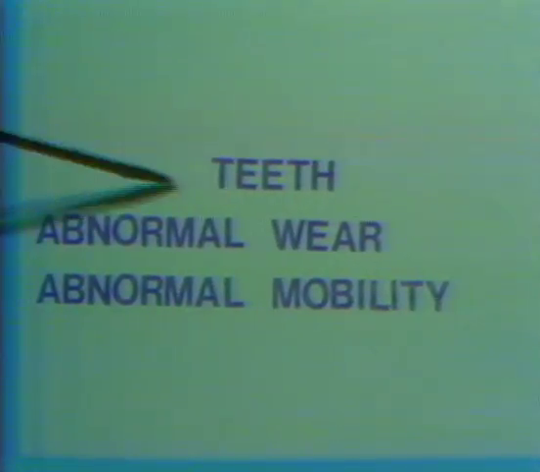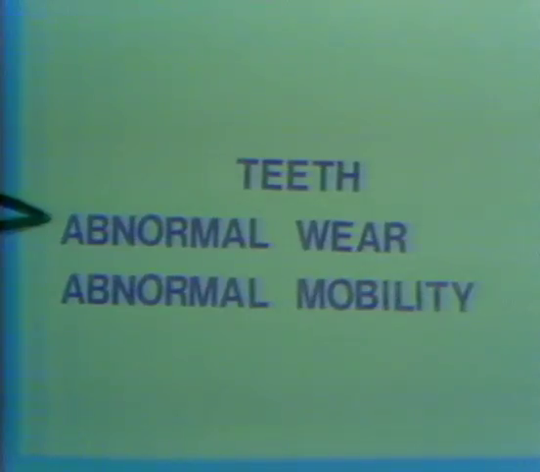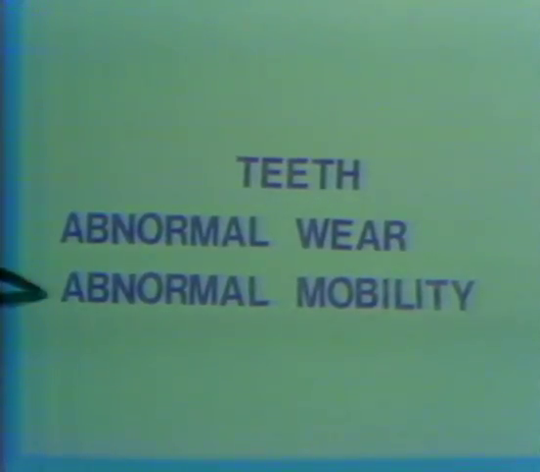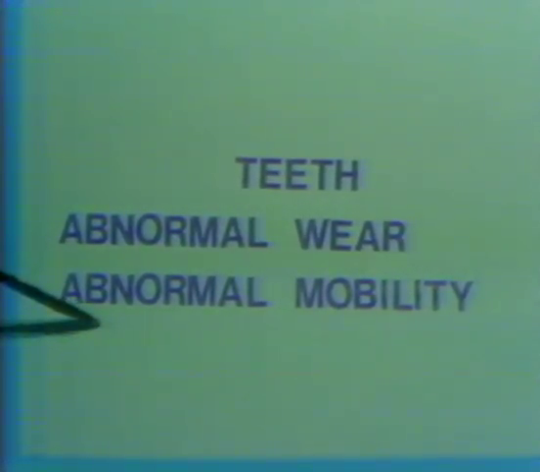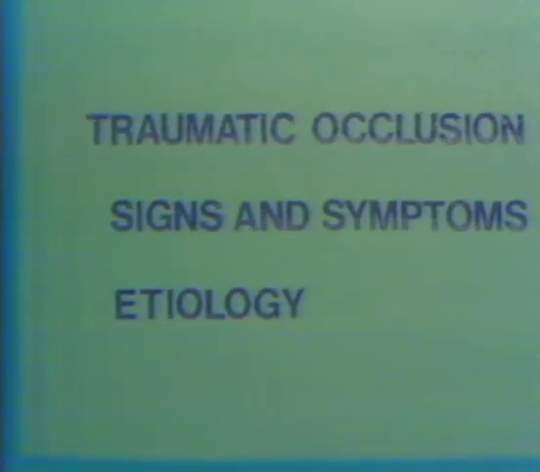And when we think of parafunction, we always have to think in terms of the effect that this has upon the teeth. You can have abnormal wear of the teeth or abnormal mobility of the teeth, or sometimes both of these things together. So again, we'll be discussing several of these various factors, and they must be interrelated at all times. First of all, now let us go to the blackboard, and we'll talk about the etiology of traumatic occlusion.